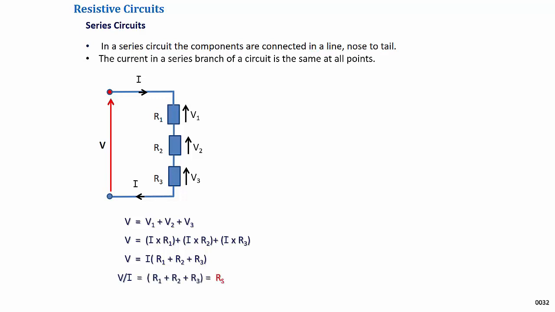Dividing through by I, V divided by I equals R1 plus R2 plus R3. Since V is the total circuit voltage and I is the total circuit current, then by definition this must equal the total circuit resistance Rs.